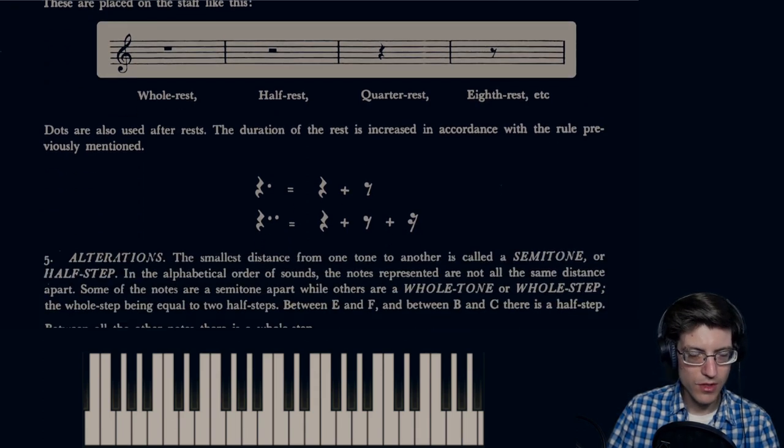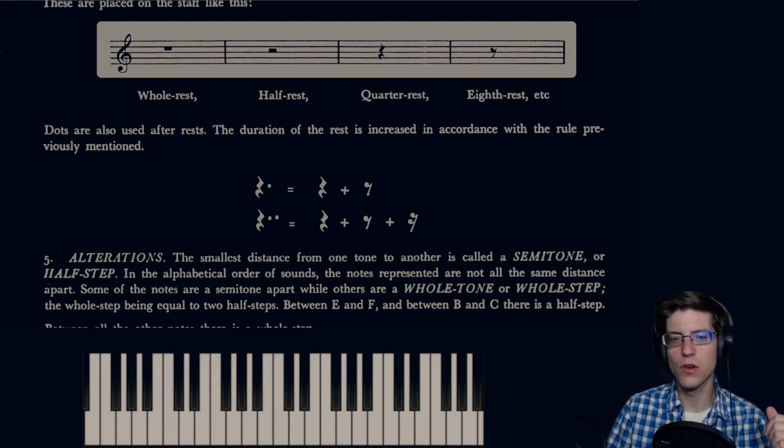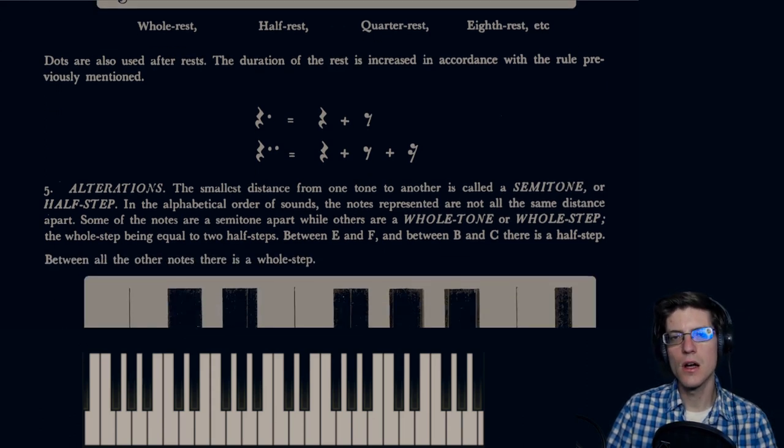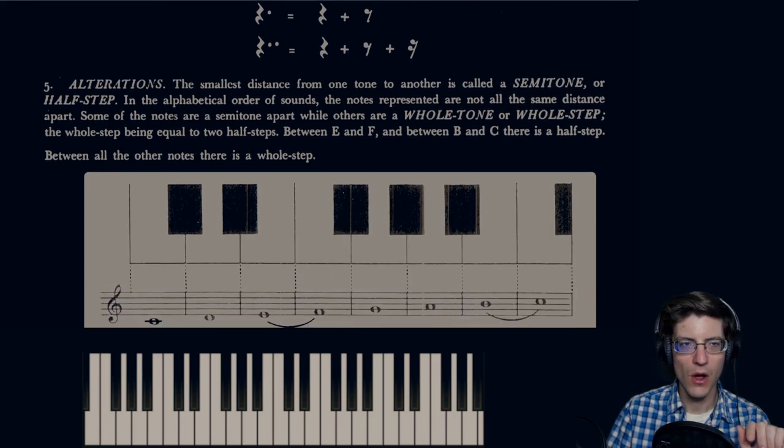Dots are also used after rests. The duration of the rest is increased in accordance with the rule previously mentioned. So a dotted quarter note rest is a quarter note rest plus an eighth note rest. A double-dotted quarter note rest would be a quarter note plus an eighth note plus a 16th note of rest. Number five, alterations.